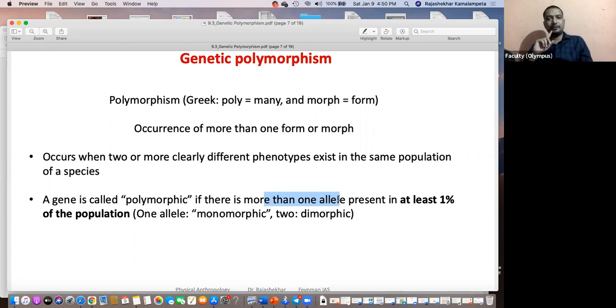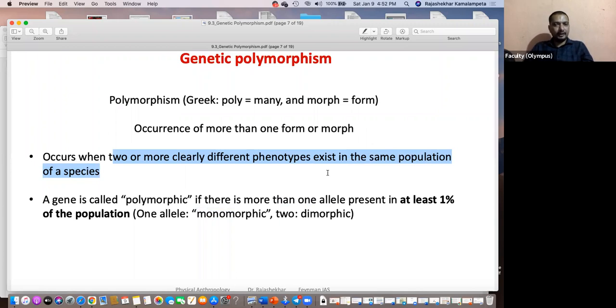Okay. And poly refers to many, so it has to be more than 2. Monomorphic means 1, dimorphic means 2, so poly means many. So A, B, O blood groups are a type of polymorphism. That is why you always have to write: occurrence of 2 or more clearly different phenotypes in a given population. And if they exist in more than 1% of the population, it is called genetic polymorphism.